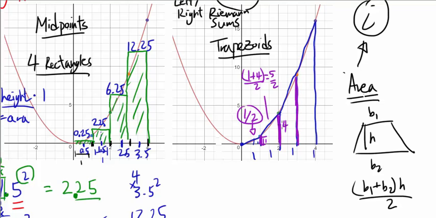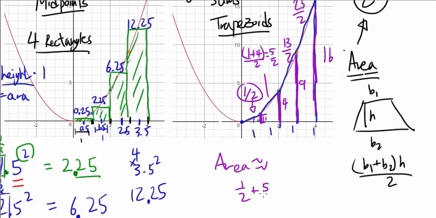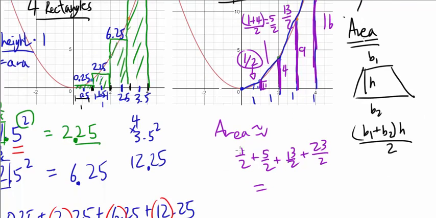For the next one, one base is 4, another one is 9, 3 squared. So 4 plus 9 divided by 2, or 13 over 2. And for the last one, we have bases of 9 and 16, add them up, divide by 2, 25 over 2. So in this case, our approximation for the area is going to be 1/2 plus 5 over 2 plus 13 over 2 plus 25 over 2, which gets us 1 plus 5 is 6, 6 plus 13 is 19, 19 plus 25 is 44, divided by 2, or 22.